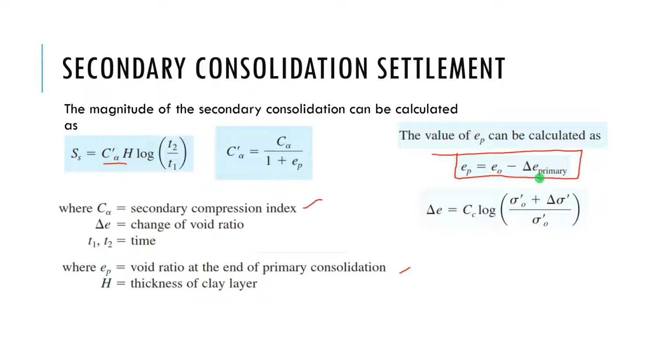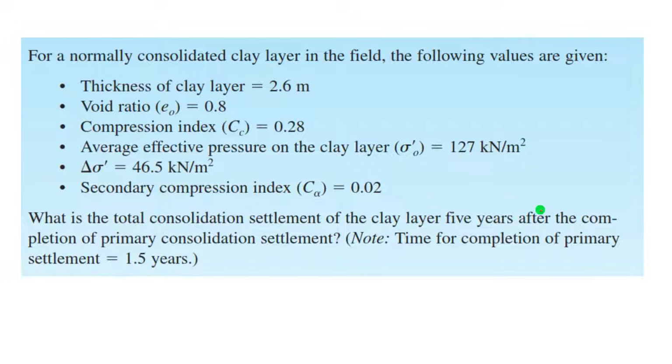So itong delta E primary is just equivalent to this equation right here, or the CC logarithm of sigma prime 0 plus delta sigma prime over sigma prime 0. So, let's now solve an example.